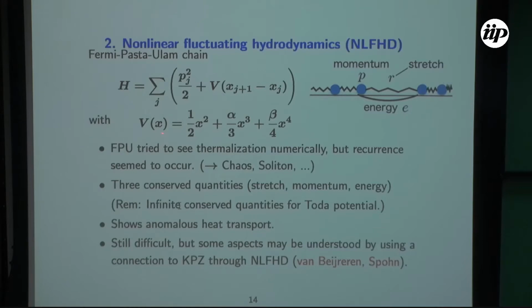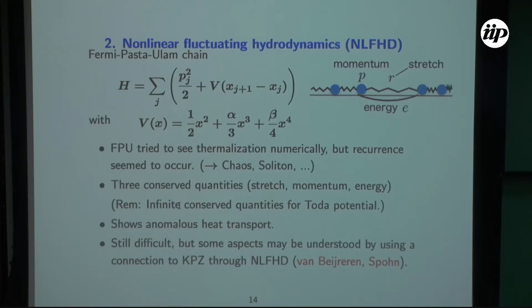So if we take, for example, an exponential potential rather than this nonlinear FPU potential, then of course there is an infinite number of conserved quantities. So then the story becomes different. But today, here, we stick to this non-integrable case with 3 conserved quantities.